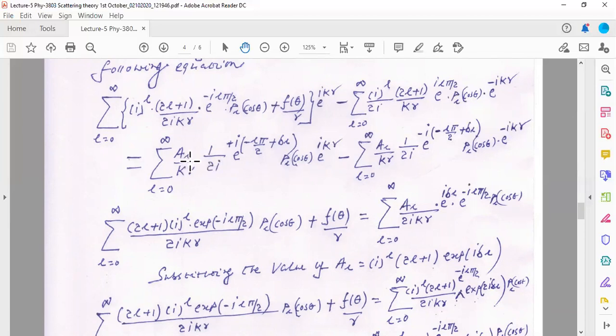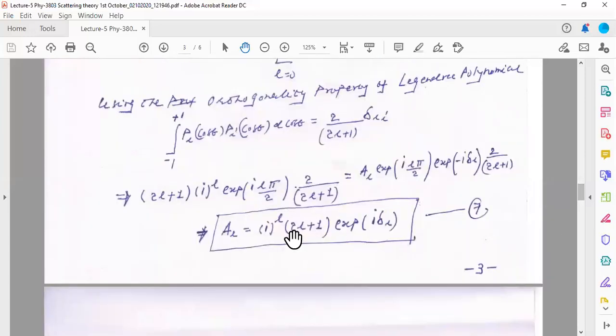You see, this is A_l, this is 1 upon kr, and 1 upon 2i gives you 1 upon 2i kr. And you see, this is e to the power of i delta_l, and the other term, I split the term. And this is e to the power of minus i l pi by 2, so it is minus i l pi by 2 P_l(cos theta). Now you know this A_l, the amplitude of the wave, which we have calculated. So I substitute A_l. You see, this is the value of A_l, i to the power of l (2l plus 1) exponential of i delta_l. I have calculated this A_l, you know.